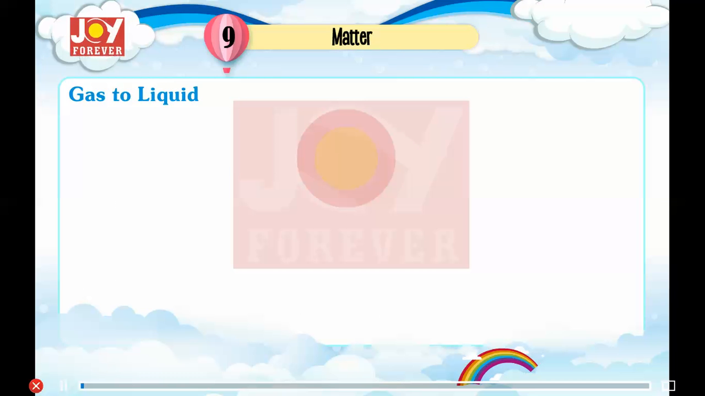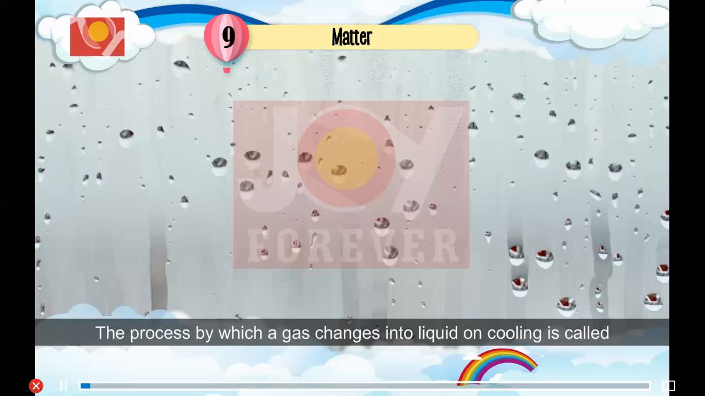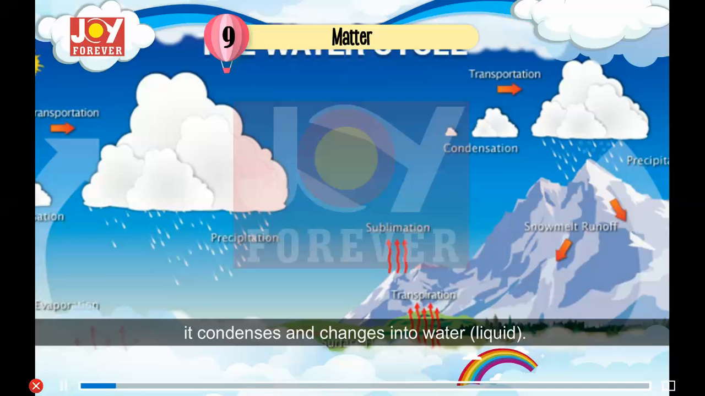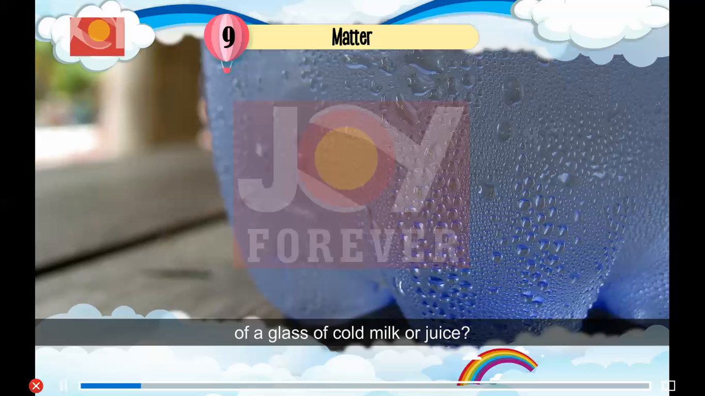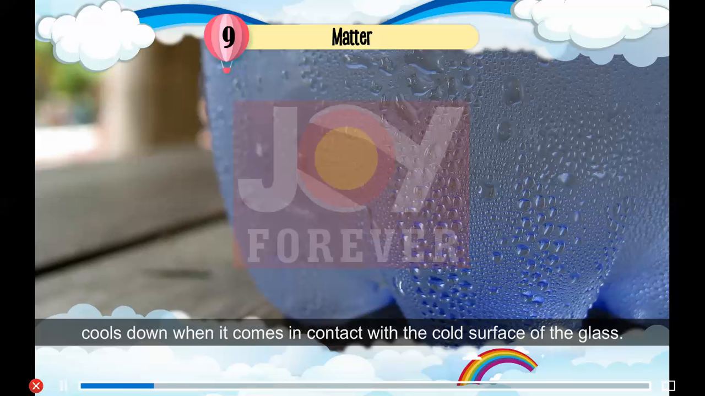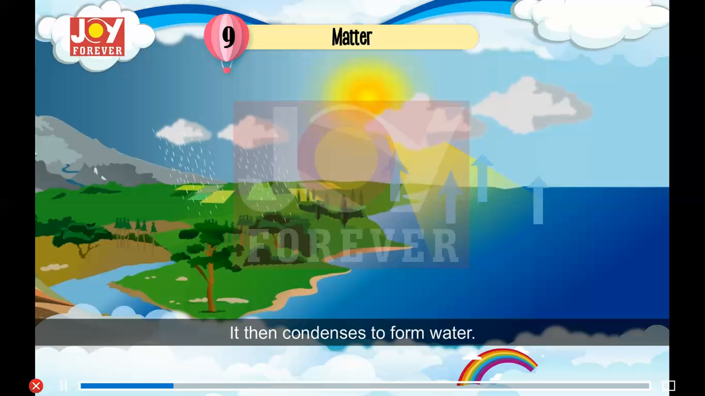Gas to liquid. The process by which a gas changes into liquid on cooling is called condensation. When water vapor, gas, is cooled, it condenses and changes into water, liquid. Have you observed droplets of water forming on the surface of a glass of cold milk or juice? These droplets form because water vapor in the air cools down when it comes in contact with the cold surface of the glass. It then condenses to form water.